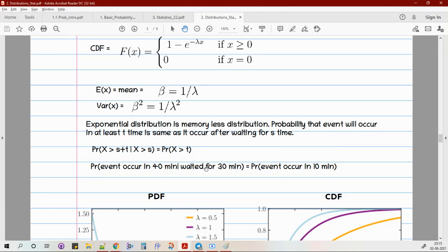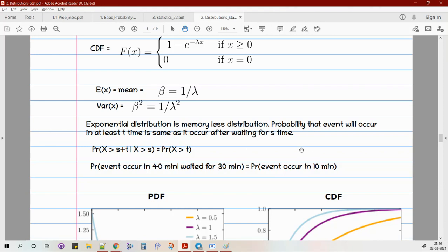So we have waited for 30 minutes, that means 30 minutes is gone. Now what is the probability that x is greater than s plus t? That means what is the probability that the event occurs within 40 minutes, given 30 minutes have gone? It is equal to the probability that the event will occur in 10 minutes. So it has nothing to do with this 30 minutes, right? So it's called the memoryless distribution.